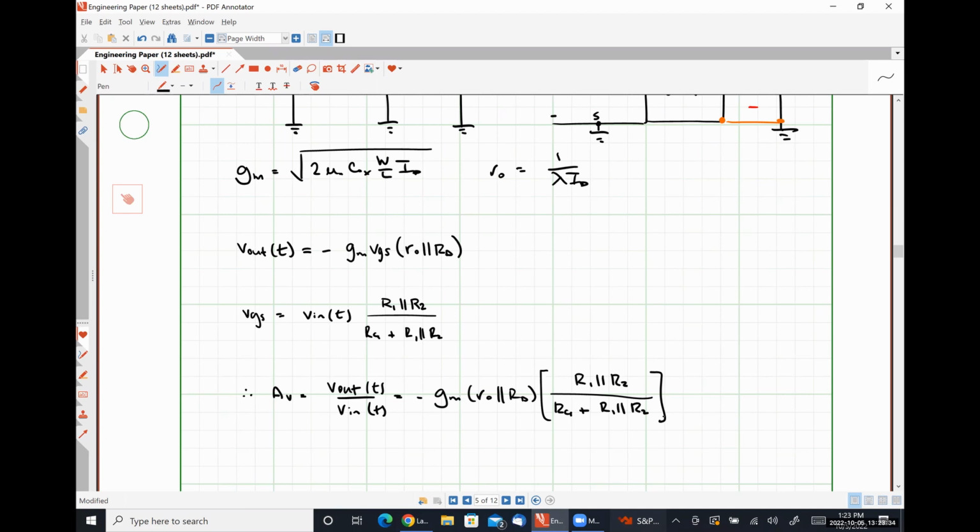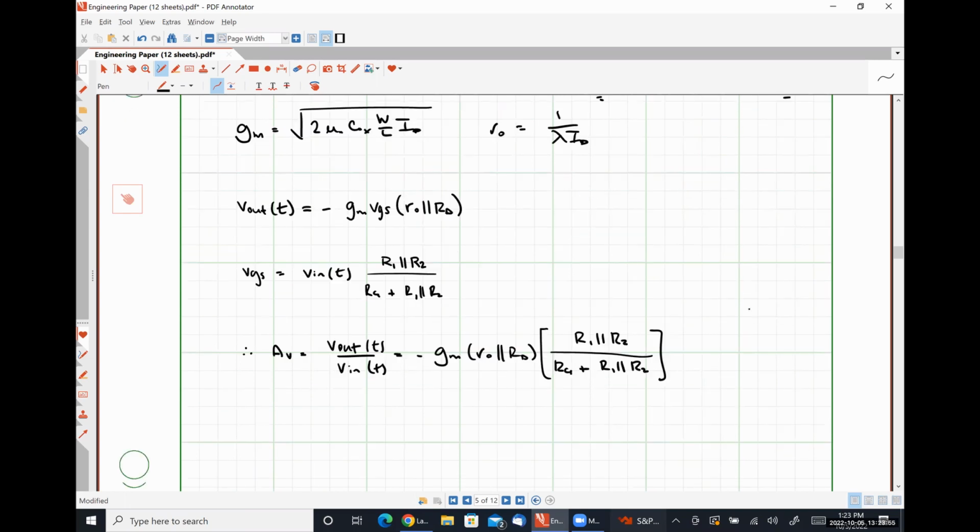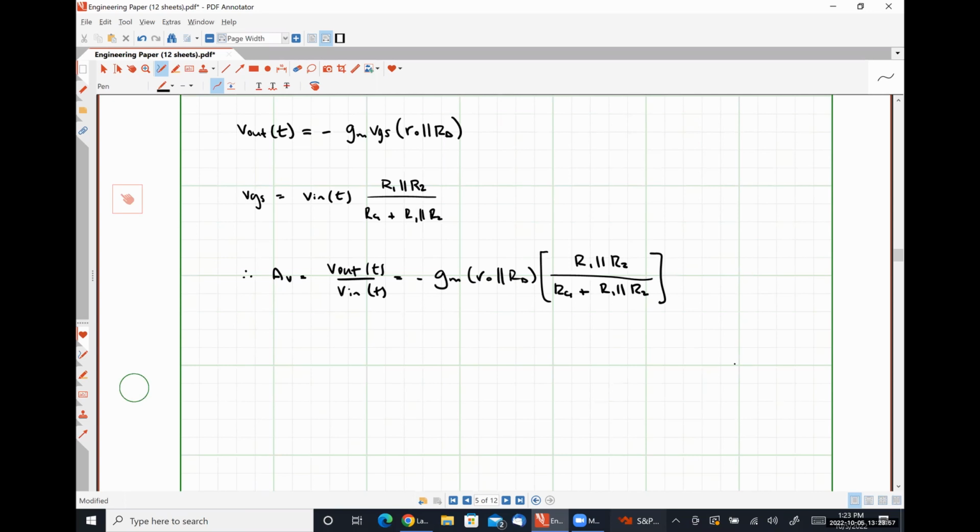Okay, so this is what the realization of a discrete common source amplifier might look like. What do you think an integrated circuit common source amplifier might look like? Anybody have any thoughts? Instead of just being R1, R2, this should be poly as well.